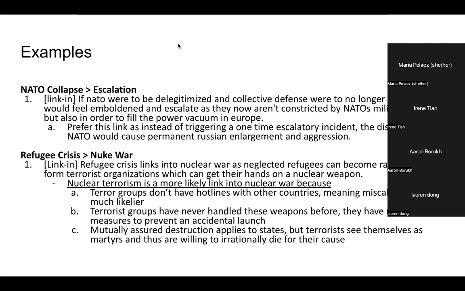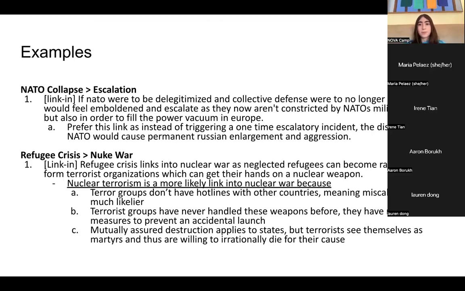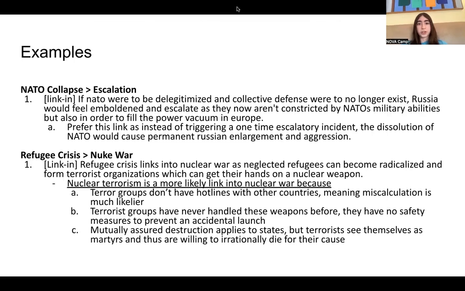Now we're going to show you some actor analysis weighing on a link-in, right? So we're just combining everything I talked about. Here, let me get a pen again. Okay. If you're arguing a refugee crisis as your impact, and the other side is arguing nuclear war as their impact, this is weighing that's saying that the refugee crisis is more important. So let's look at the weighing. The weighing says a refugee crisis links into nuclear war, as neglected refugees can become radicalized and form terrorist organizations, which can then get their hands on a nuclear weapon.